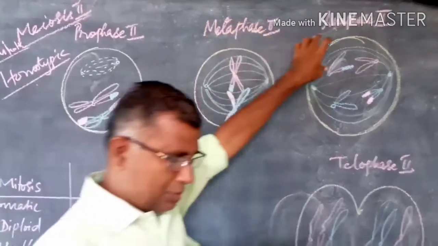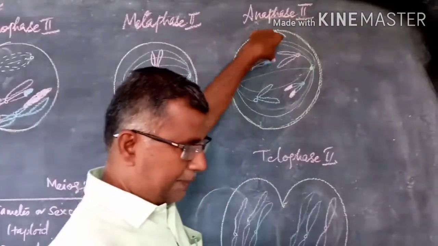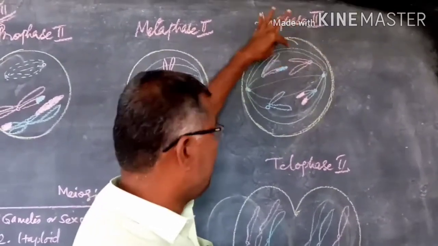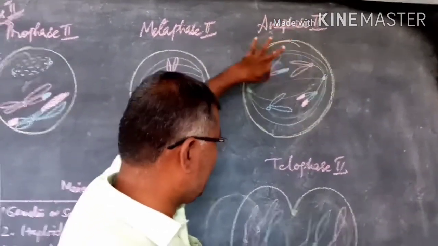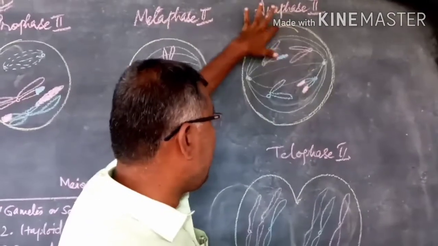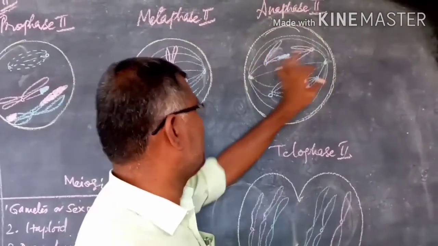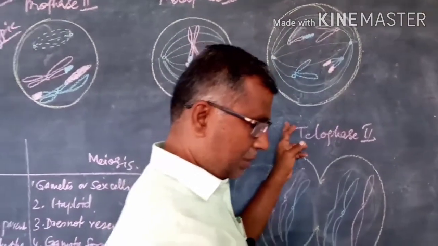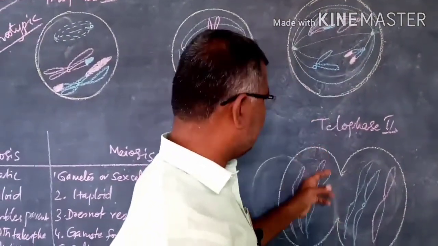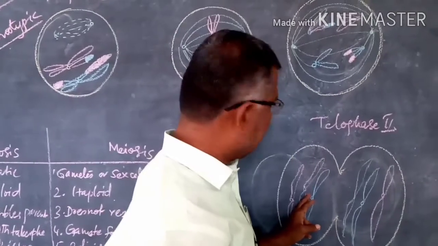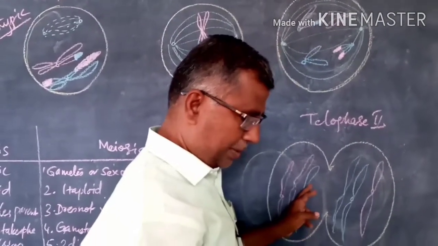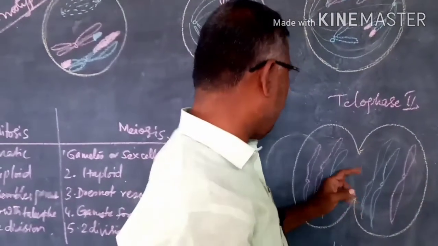In anaphase 2, the chromosomes separate into daughter chromosomes, and these are called daughter chromosomes, and they move towards the opposite poles. Then finally, that is telophase. The daughter chromosomes are at the centre. The nuclear membrane and nucleoli appear.